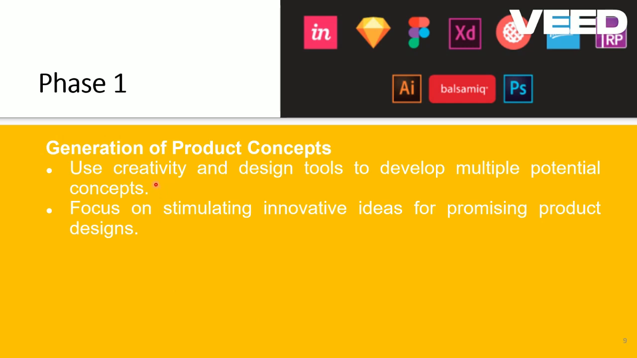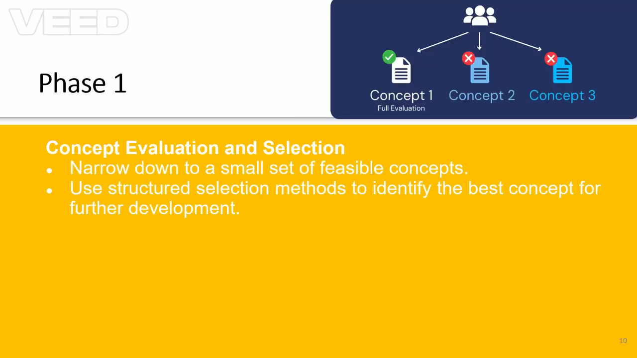You have to use various creativity and design tools to develop multiple potential concepts. Then you have to focus on innovative ideas, out of which one will be the most promising product design. At the end of phase one, you will have multiple concepts, like concept one, two, three. After full evaluation, you will narrow it down to one winning concept. The final feasible concept will move to the next phase for further development.